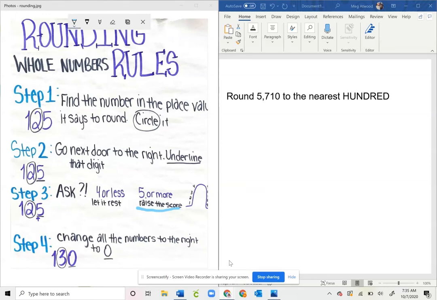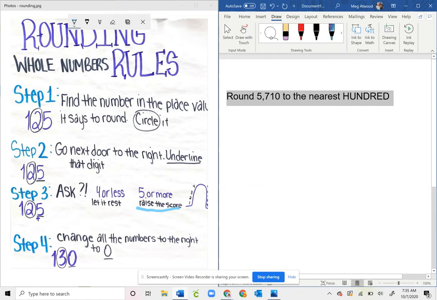Okay, everyone, here's one more example. So I have my number. Let's see my directions. It says round 5,710 to the nearest 100.